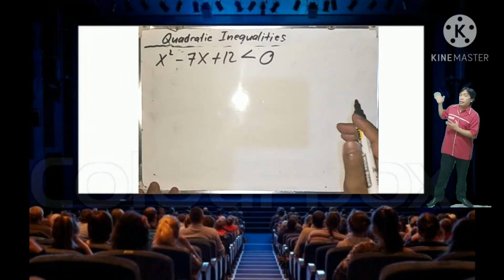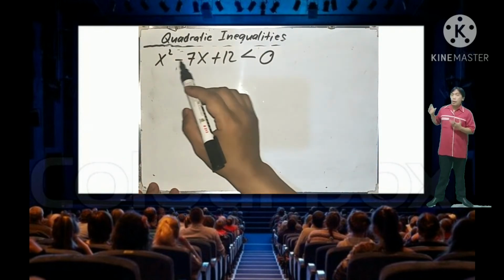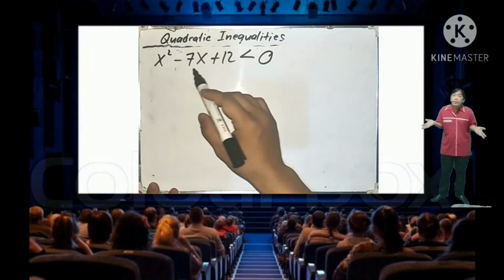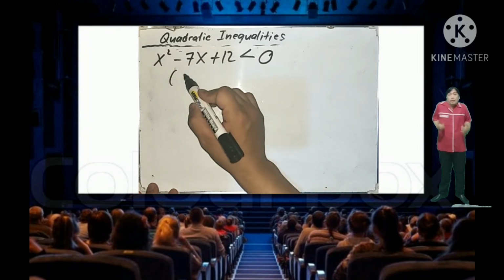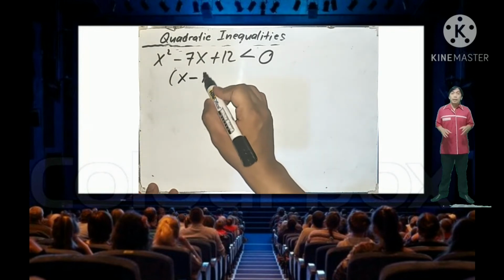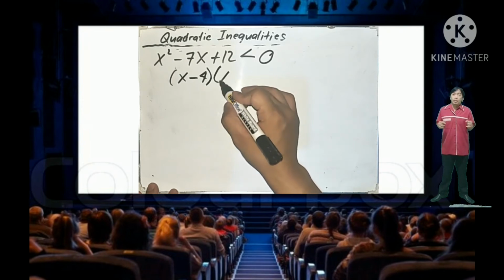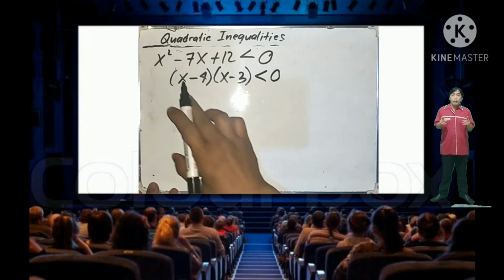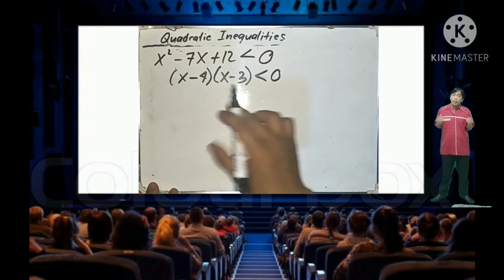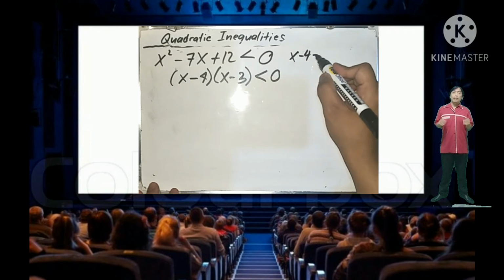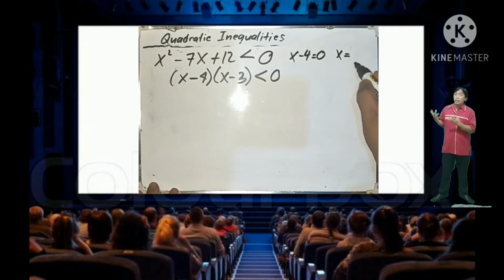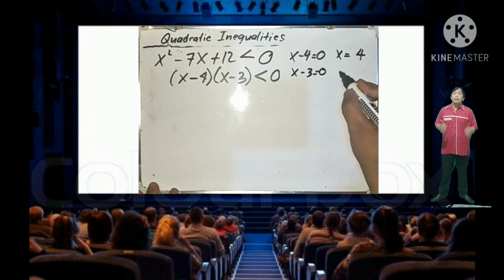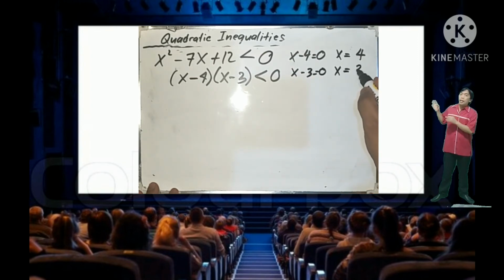Okay, let's have another example. We have x squared minus 7x plus 12 is less than 0. So once again, let us try to factor this out. So the factors are the quantity x minus 4 times the quantity x minus 3 is less than 0. Let us now try to equate each factor to 0. So we have x minus 4 is equal to 0, x is equal to 4. Then we have x minus 3 is equal to 0, x is equal to positive 3.